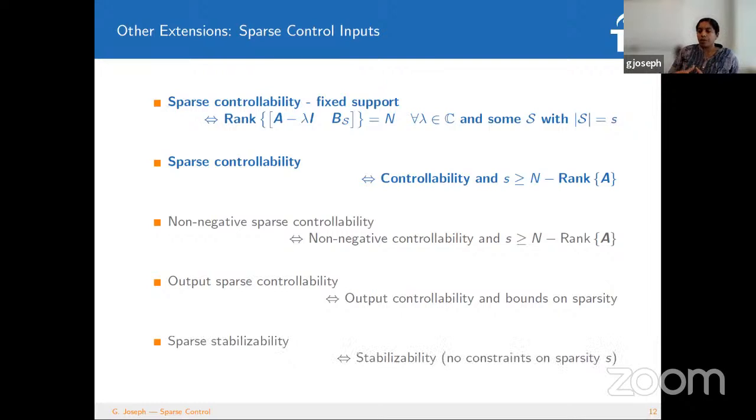Finally, we have the notion of stabilizability in control theory. Stabilizability is a weaker notion compared to controllability. What stabilizability says is that the system state x_k should approach zero as k goes to infinity. So it's a limiting case, a slightly weaker notion than controllability. But what is a surprising result here is that stabilizability without any constraints on the input will lead to sparse stabilizability. Unlike the controllability result, in this case, we don't have any constraints on sparsity s. Any stabilizable system is also sparse stabilizable. So these are different extensions of the controllability notion that we have derived so far.